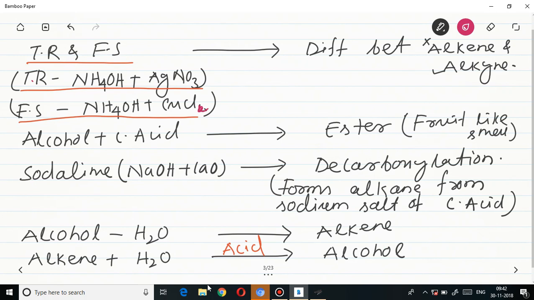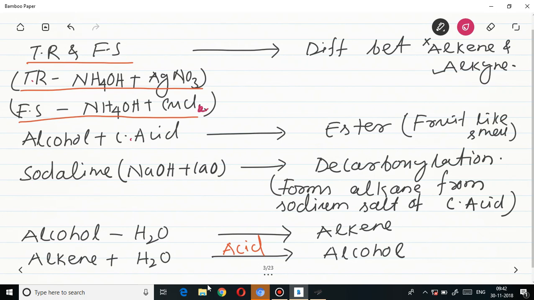Now if these two reagents react, we can differentiate between alkene and alkyne by using these two reagents. We'll see the details of the reaction. Now alcohol plus carboxylic acid, if both these compounds react, they form a compound known as ester, which has got a fruit-like smell. You use it for flavored drinks. Whatever flavored drinks you are getting in the market, they contain ester.